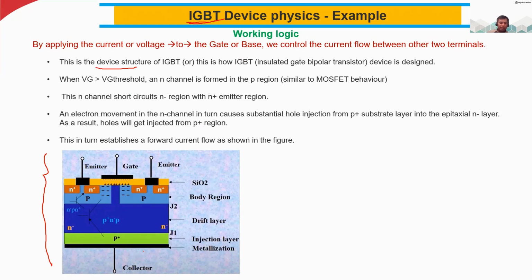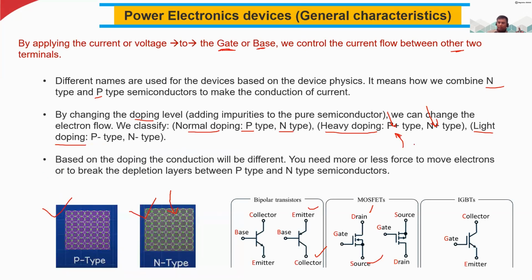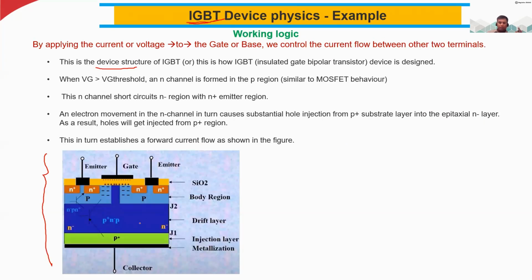What we have here is a metal plate. This is called the metallization. After that, we have the P plus region. P plus region means what? Please remember, P plus is heavy doping. So we have a heavy doping of holes. Here holes are the majority, so many holes, too close to each other, maybe millions, billions of holes. Heavy doping.